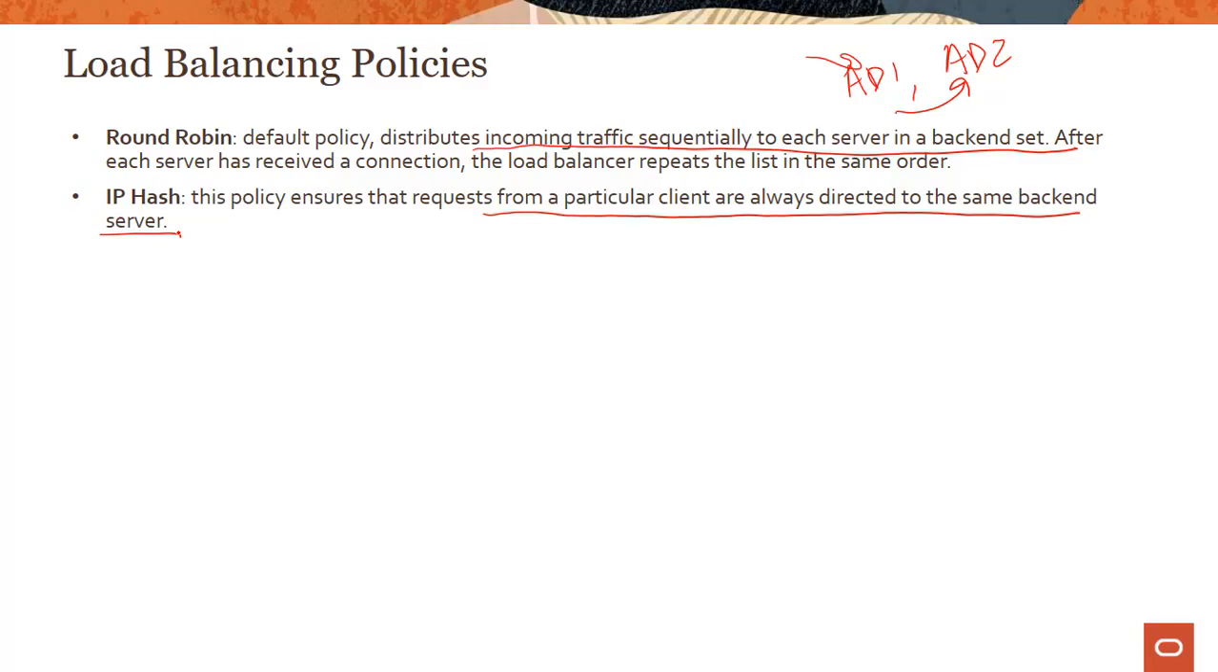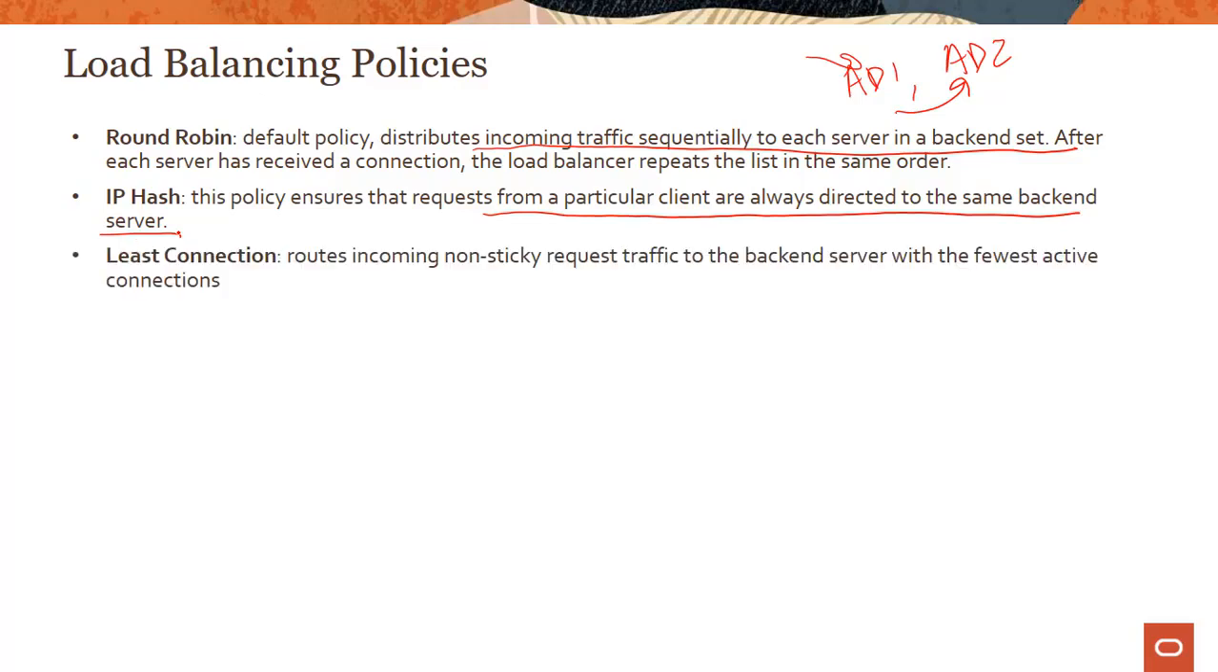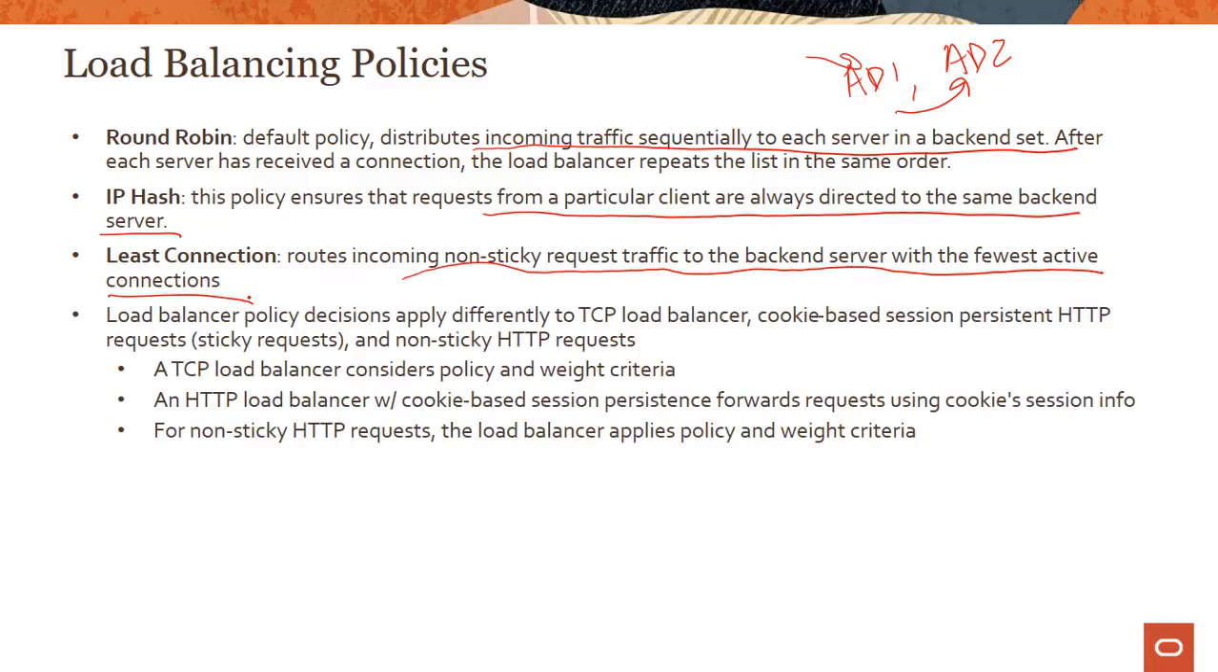So that's IP hash. And least connection basically means that the load balancer routes incoming non-sticky traffic to the backend server with the fewest active connections. So it's looking at which server has the fewest connections, least connections, and it sends traffic to that particular server.